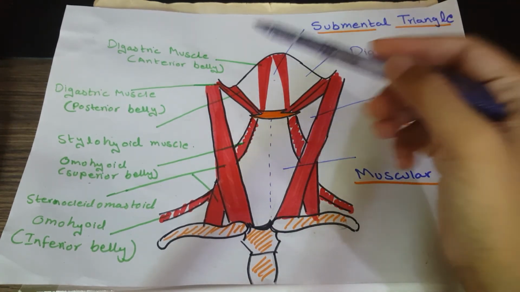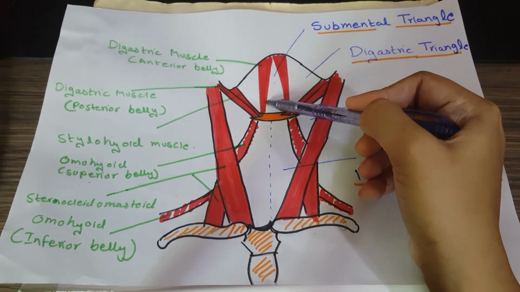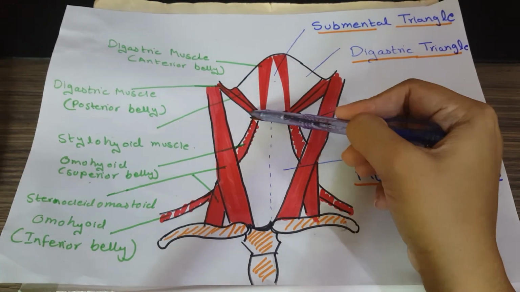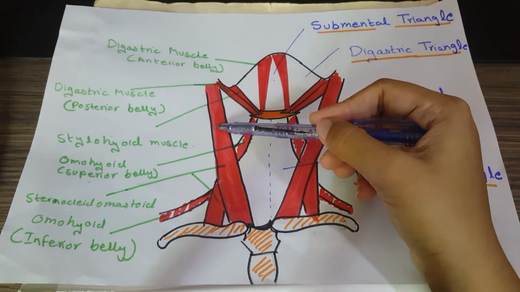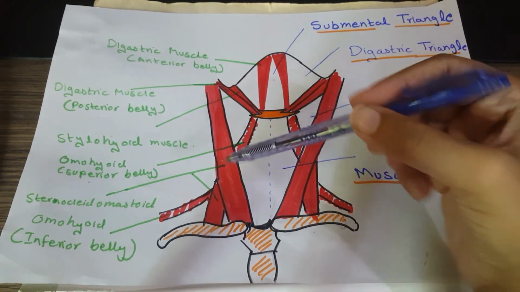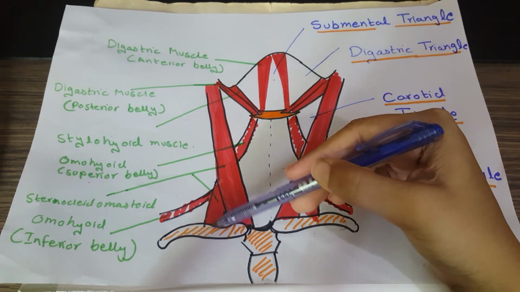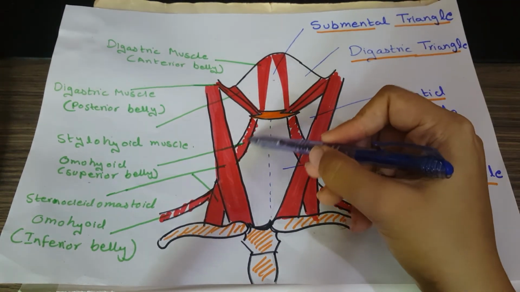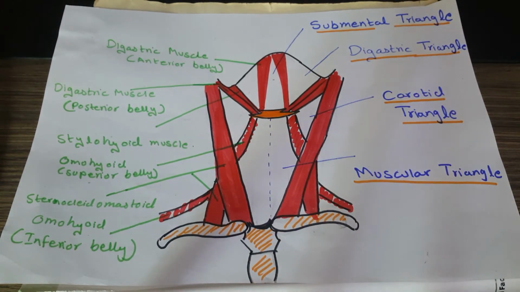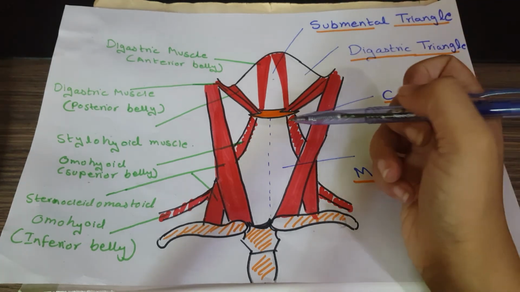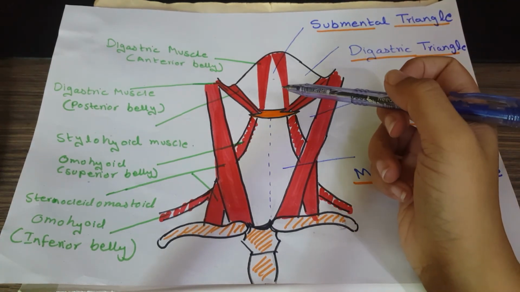These are some muscles: digastric muscle, anterior belly, posterior belly of the digastric muscle, stylohyoid muscle, sternocleidomastoid muscle. This is the sternal head, this is the clavicular head, superior belly of the omohyoid muscle, inferior belly of the omohyoid muscle. So these are the muscles forming the boundaries of the anterior triangle of the neck. We are going to discuss these muscles' origin and insertion.